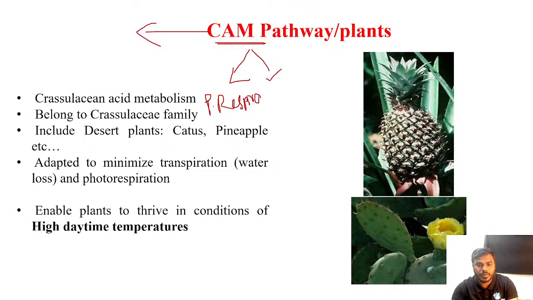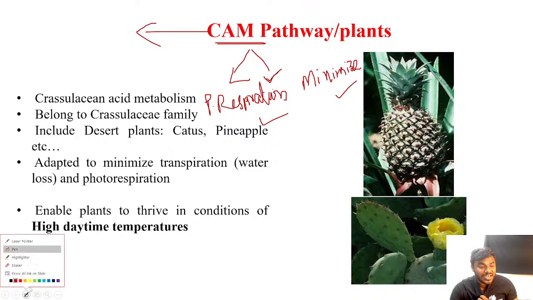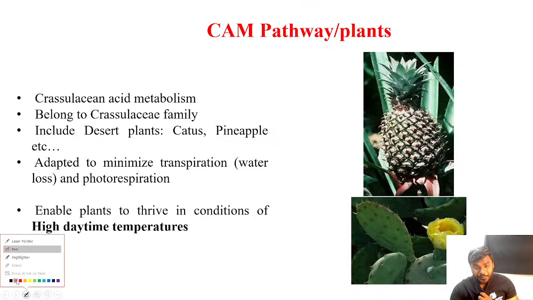Please wait. We have to avoid the photorespiration, and my friends, in the CAM pathway, another goal is what, friends? Another goal is to minimize the transpiration. I will explain, Jayashree. Minimize the transpiration and avoid the photorespiration. There are two goals for the CAM plants. All of you pay attention, friends. Pay attention and listen to me very carefully.